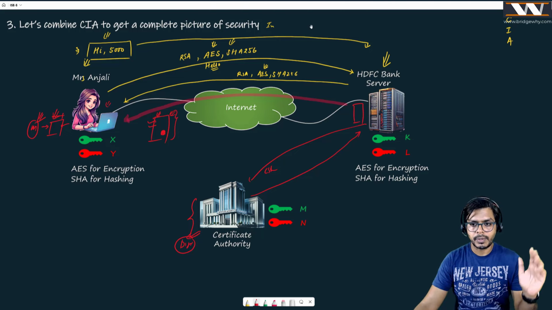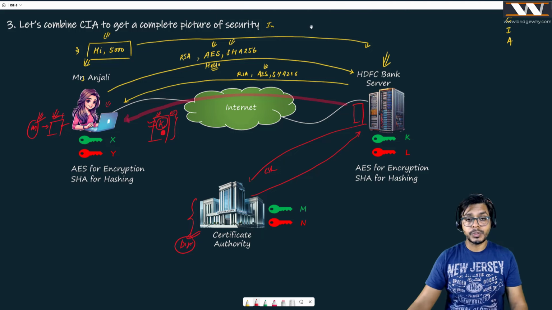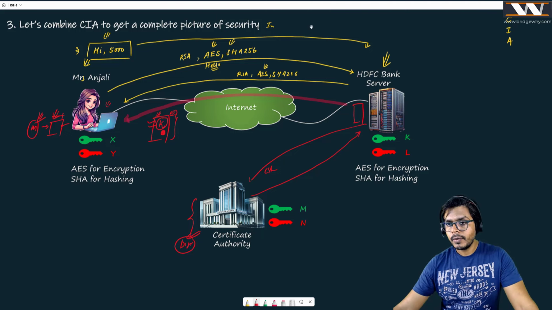There is no doubt about it. And you all know that the certificate is going to contain K, which is the public key of HDFC bank server. So till now, what is happening? First thing first, negotiation is going on. Negotiation between Anjali and HDFC bank server. Negotiation of what? What algorithm for encryption we are going to use? What algorithm for integrity we are going to use? As simple as that.